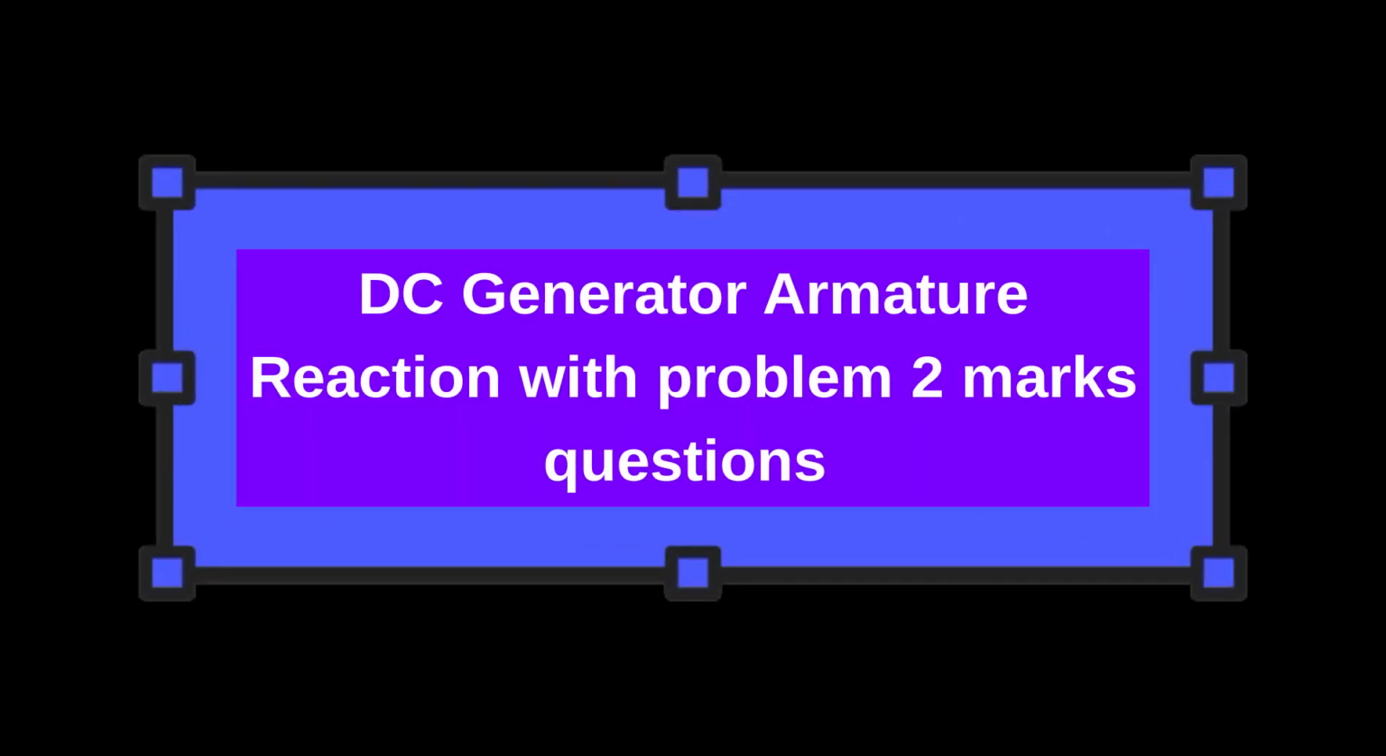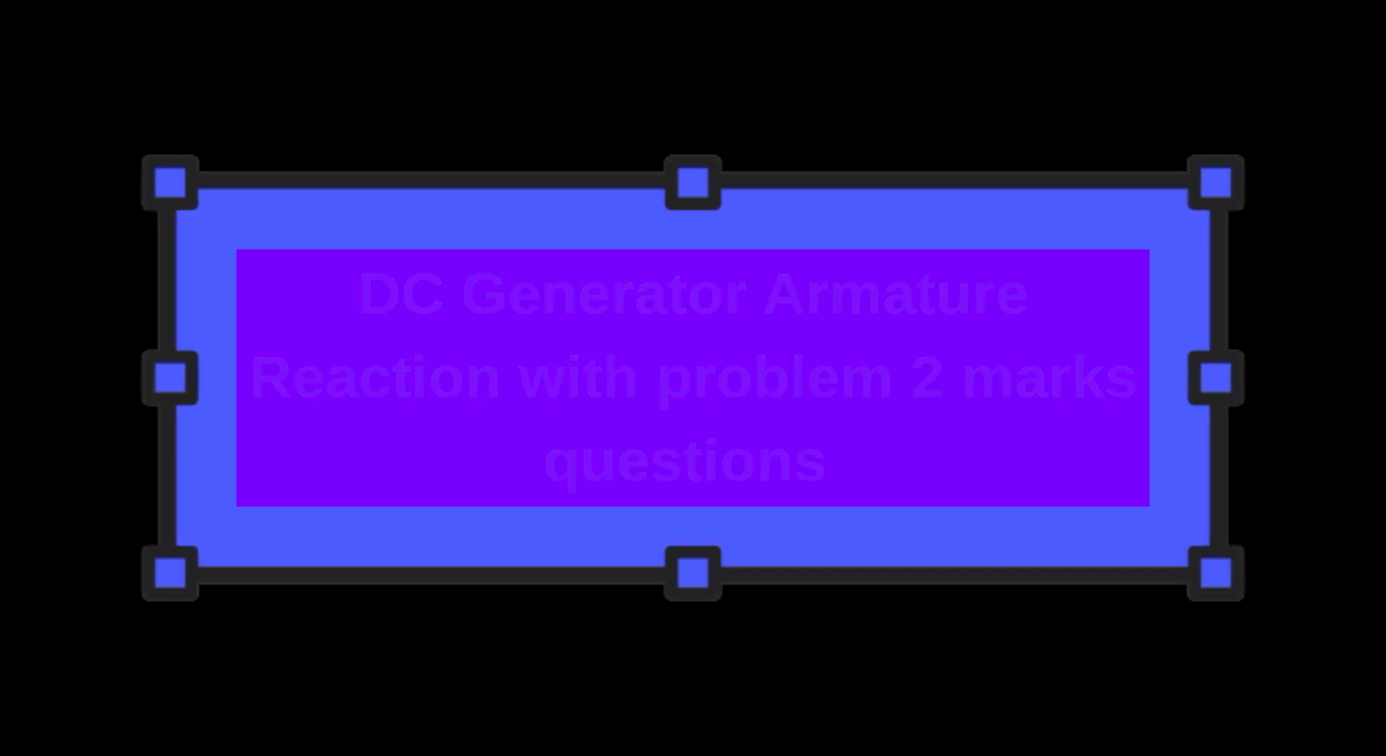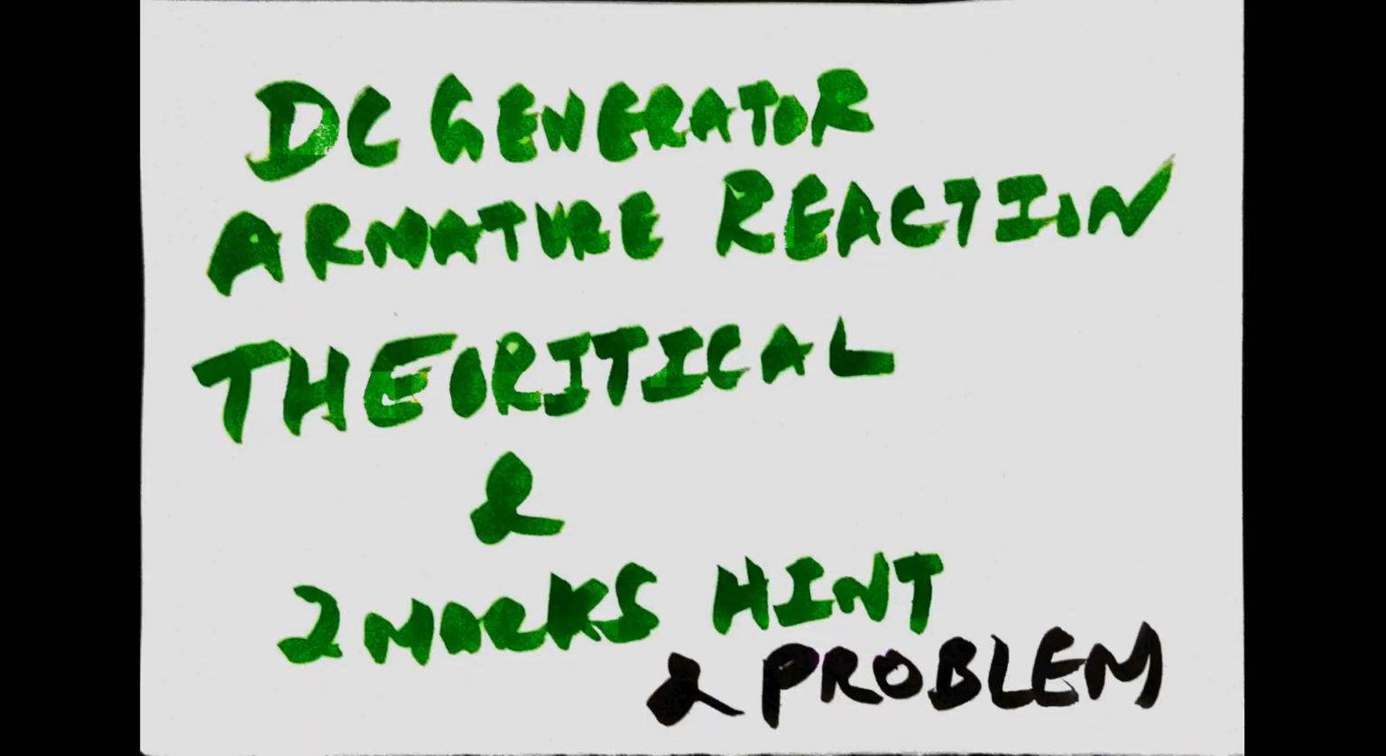Electrical machinery 1. DC generator armature reaction. Armature reaction statement: armature reaction means the effect of the magnetic field set up by armature current on the distribution of flux under the main poles of a generator. It has two effects: first, it demagnetizes or weakens the main flux; second, it cross magnetizes or distorts it.